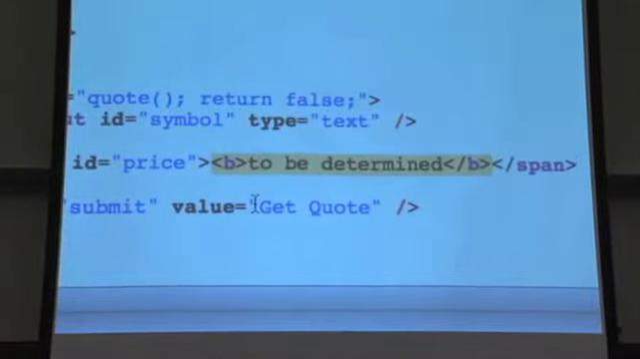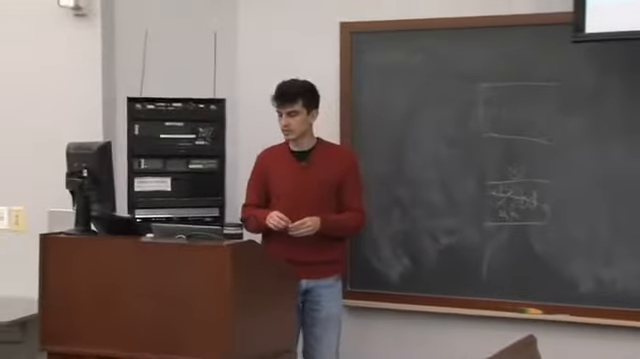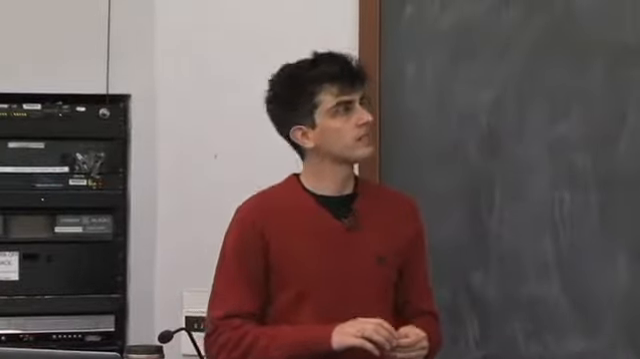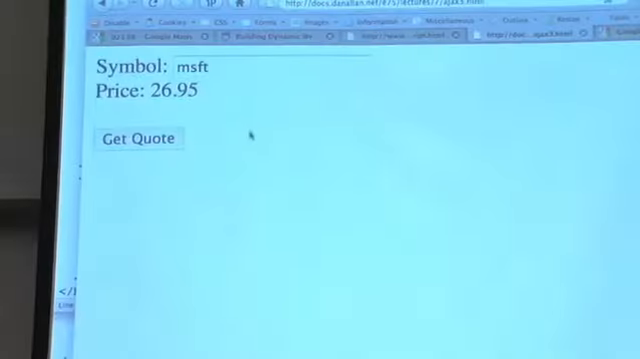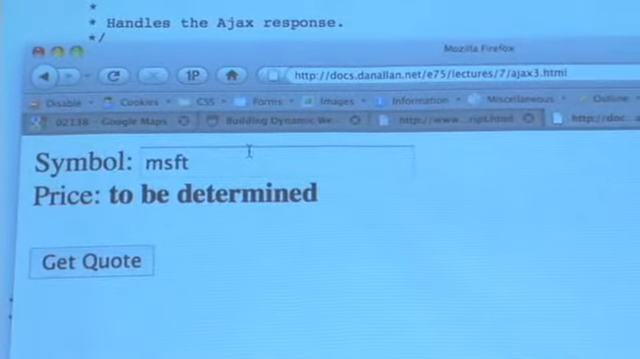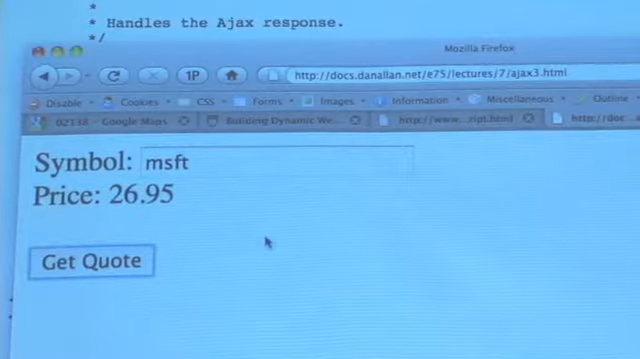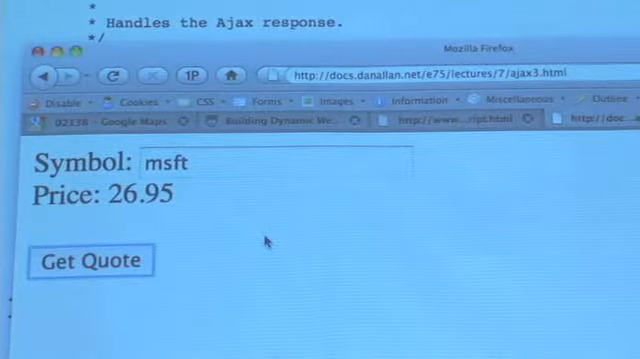This text is the inner HTML. It is the HTML that is within this element, and we're modifying it to be whatever we got back from the request. So you lost the bold. Yeah, we did lose the bold. And that's why it looks like it does. When we first loaded the page, you can see it says "to be determined" in bold. When I hit get quote, the data that's sent back has lost its bold.